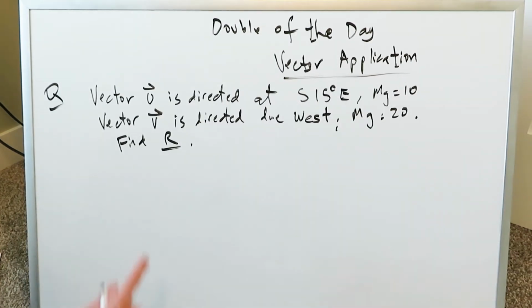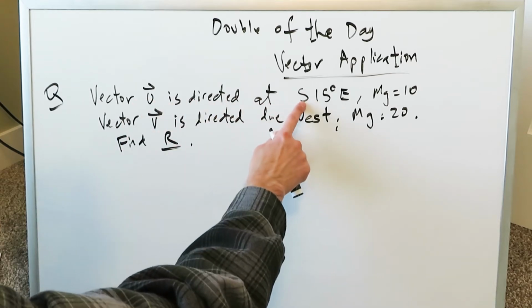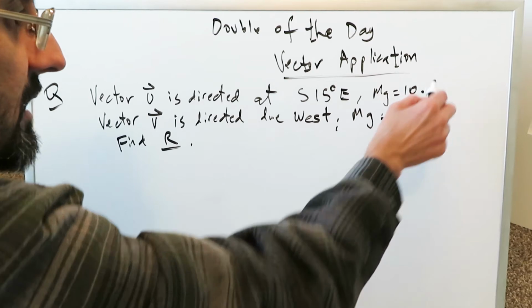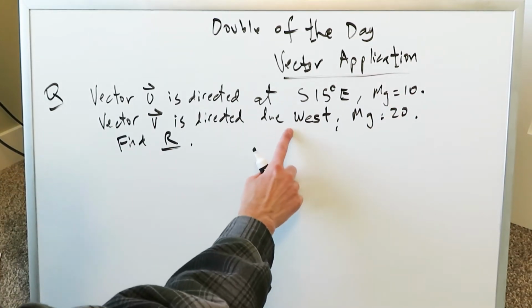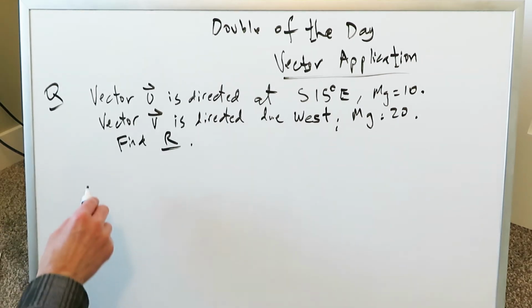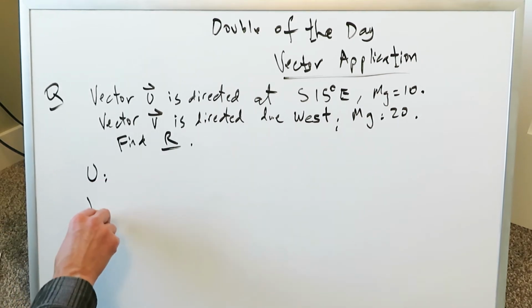Alright, last question. We have vector u directed at south 15 degrees east. It has a magnitude of 10. We're not worrying about the units. Vector v is directed due west. It has a magnitude of 20. Again, we're not worrying about the units. Find the resultant. Well, it's not hard. Let's put u and let's put v.